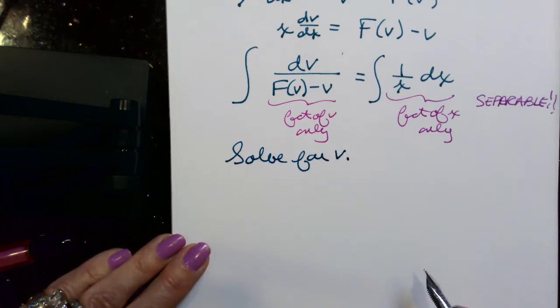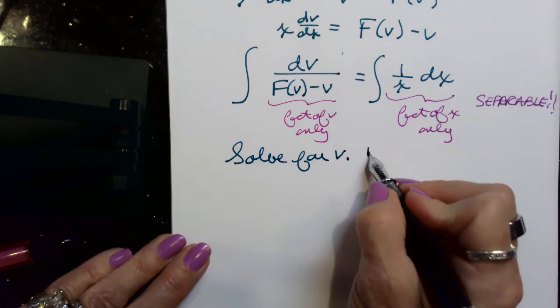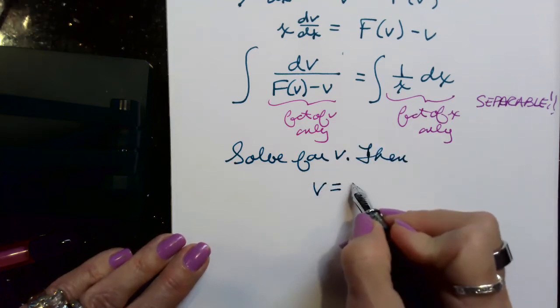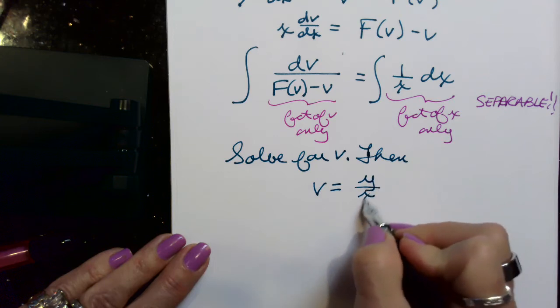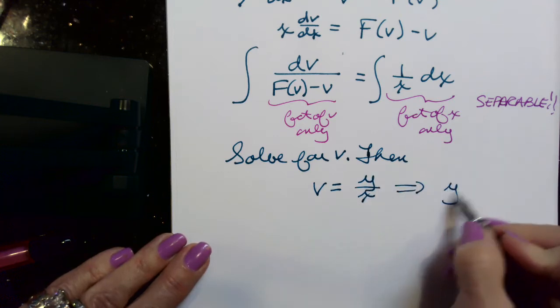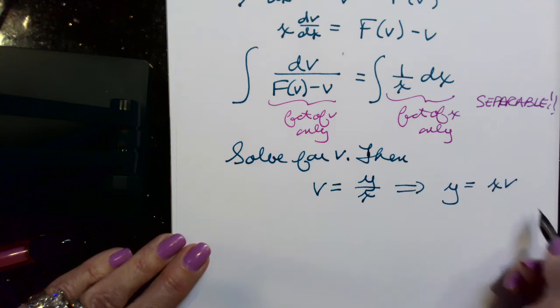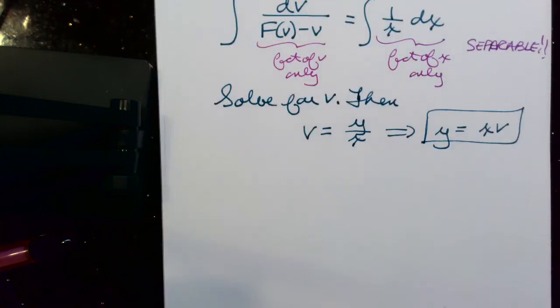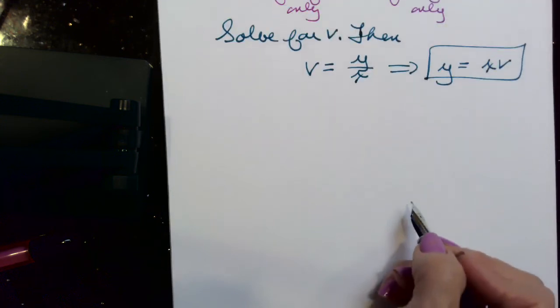If you can, then v is equal to y over x, so you could get y by taking x times v. And that would give you your solution. All right, so now let's start with that first example we wrote down and see if we can work it out and see what we get.